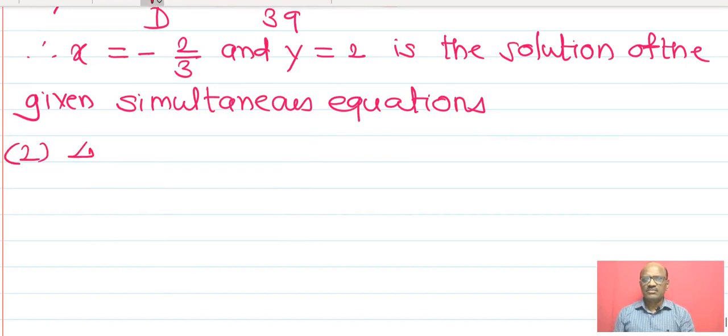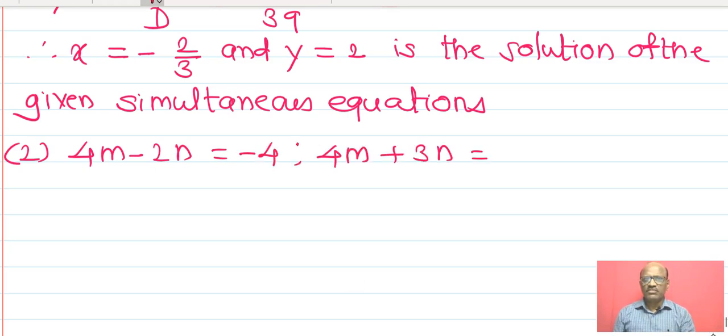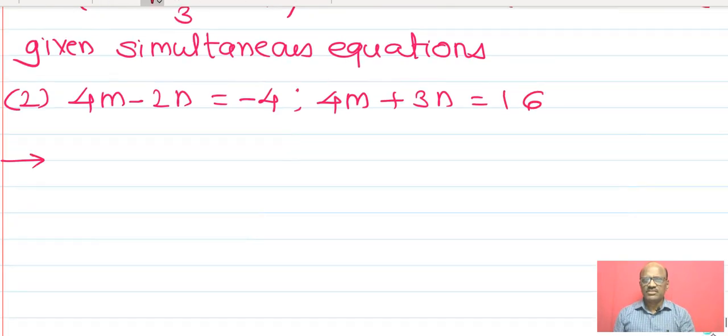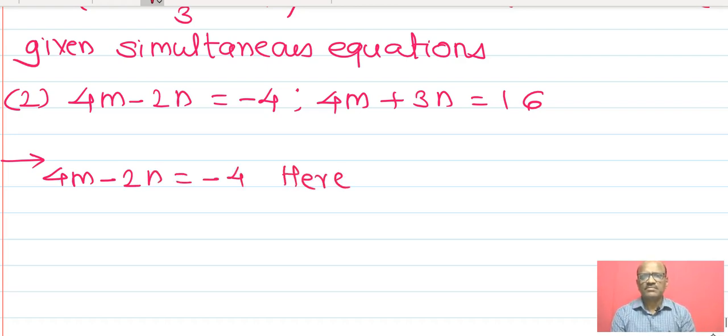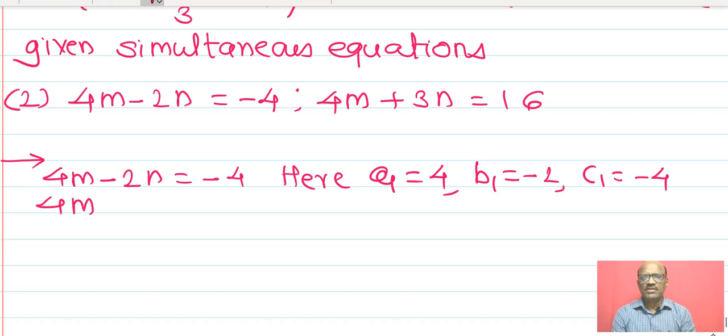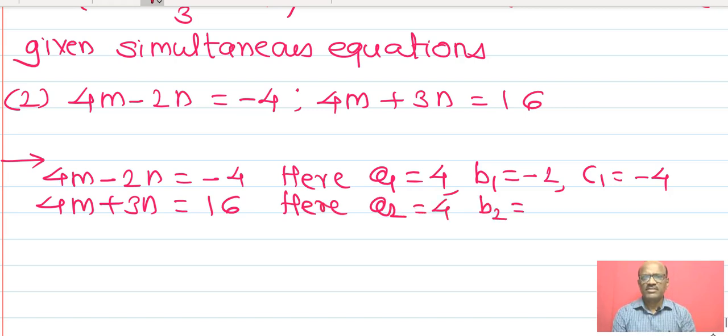Now next, question number 2. 4m minus 2n, that is equals to minus 4, and 4m plus 3n is equals to 16. 4m minus 2n is equals to minus 4. Here a1 is 4, b1 is minus 2, c1 is minus 4. 4m plus 3n is equals to 16. a2 is 4, b2 is 3, and c2 is 16.